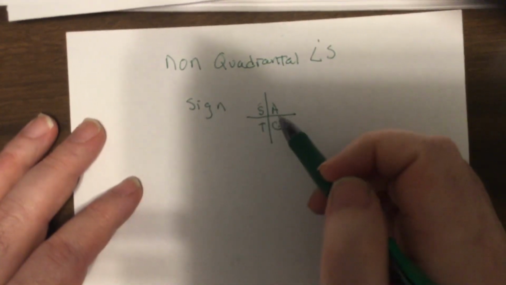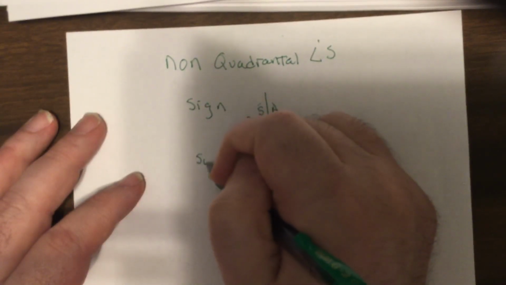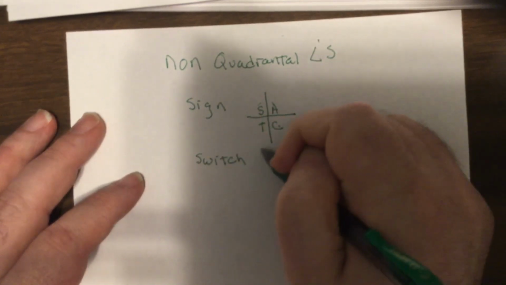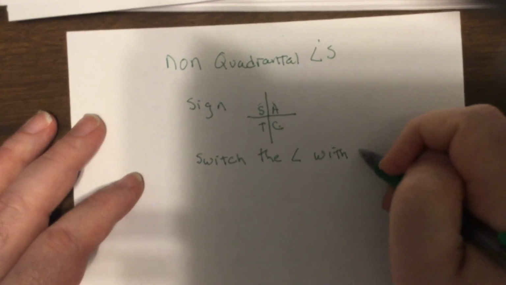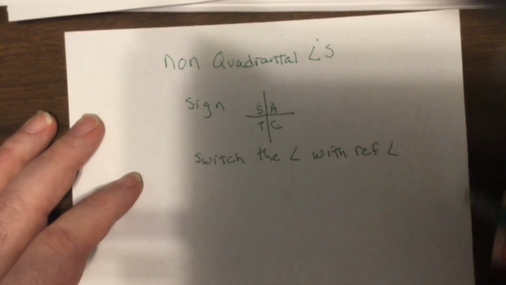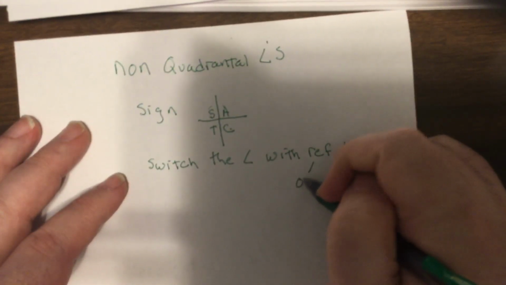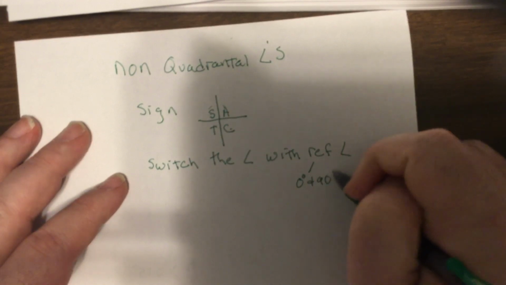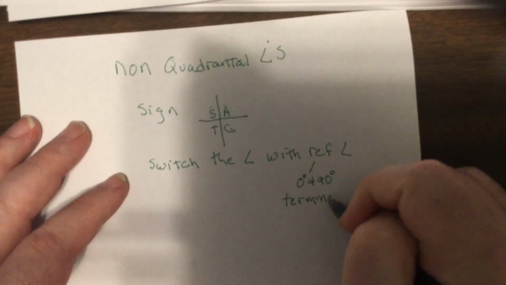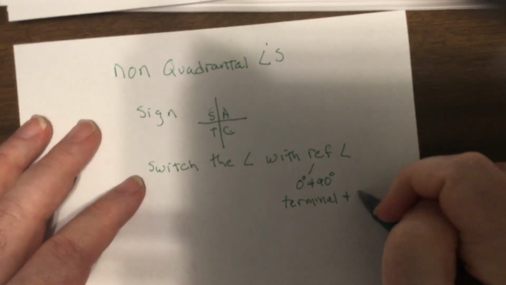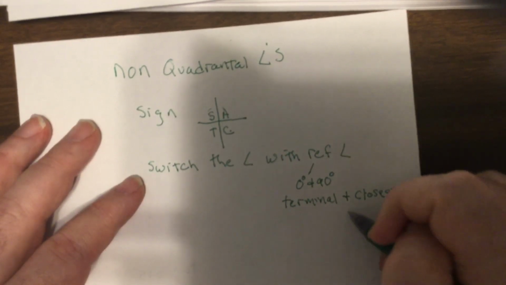So once you change the sign, or find the sign would be a better way to say it, then you switch the angle with the reference angle. Now the reference angle has to be between 0 degrees and 90, and it's made with the terminal side and the closest x-axis.